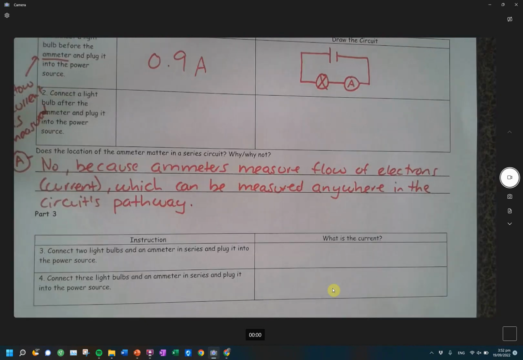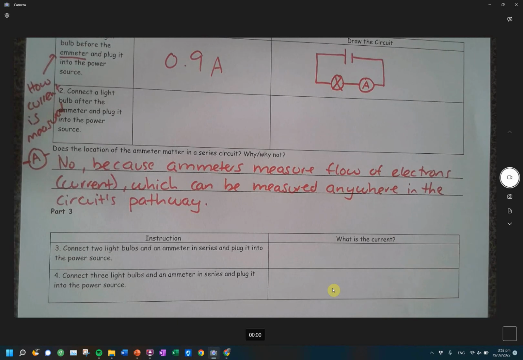Cool. So no, because ammeters measure the flow of electrons, which is also known as our current, which can be measured anywhere in the circuit's pathway. So it doesn't matter if it's before, if it's after, it's still going to register the same number. So again, I'm going to make the Edpuzzle pause here, so that way you can copy that down.